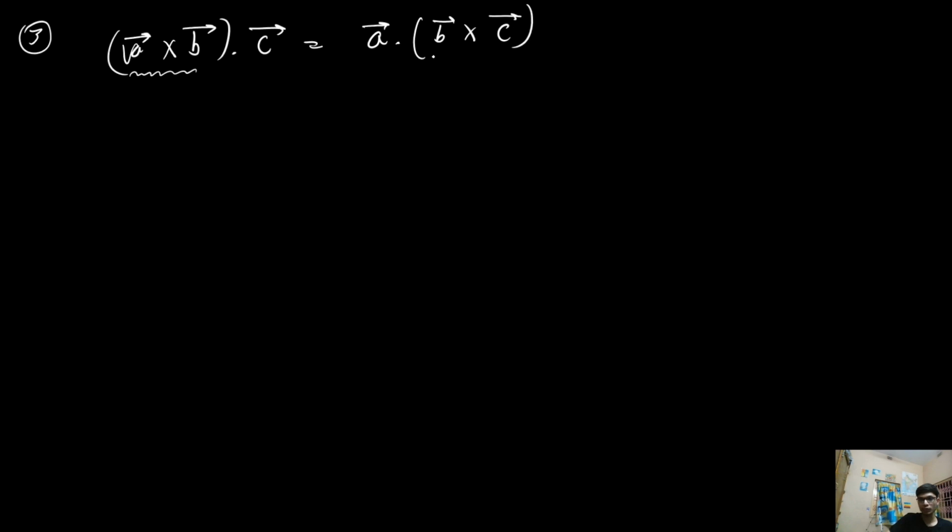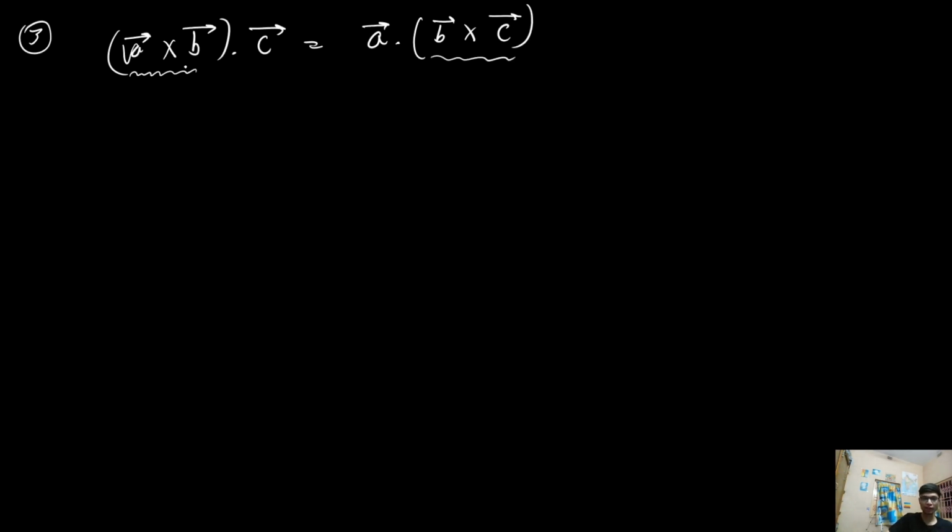The third property talks about how, in the scalar triple product, the position of the dot product and the cross product can be interchanged. That means if I have this scalar triple product A, B, C, then if I take the vector product of A, B first and then dot with C, this particular result is also equal to taking A dot with B cross C.